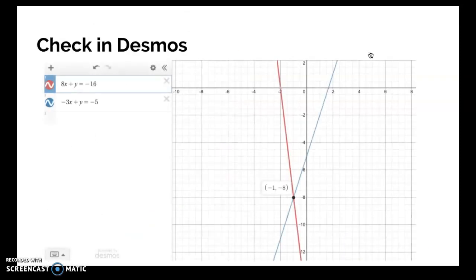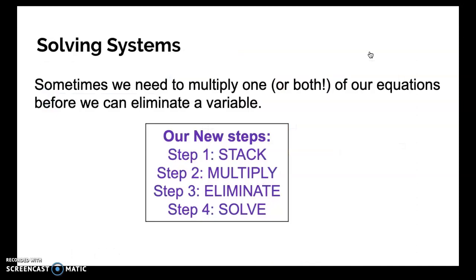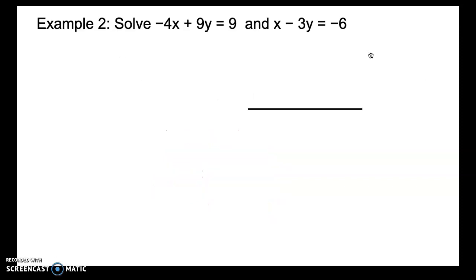So if we graph it, you can check the solution that way. Now sometimes you might need to multiply one or both of our equations before we can eliminate a variable. They might not automatically have the same coefficient in front of a variable to make it easy to get rid of. So let's take a look at an example. We have these two equations, negative 4x plus 9y equals 9, and x minus 3y equals negative 6.